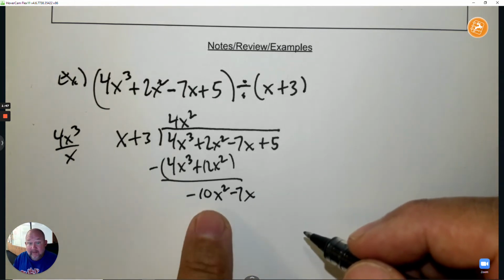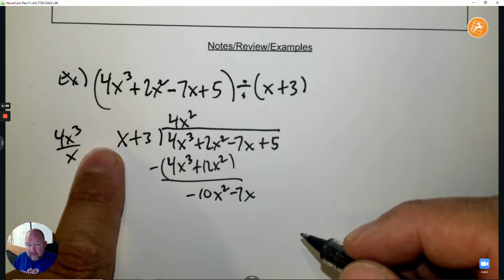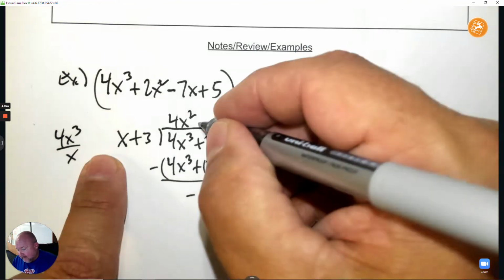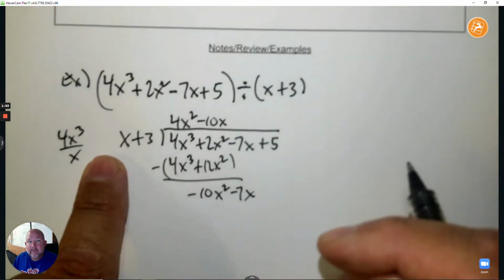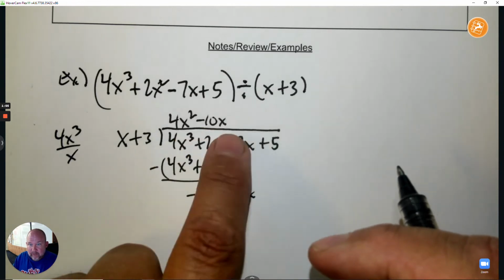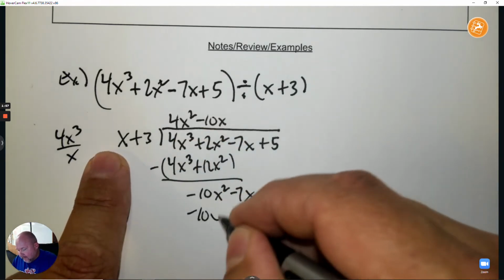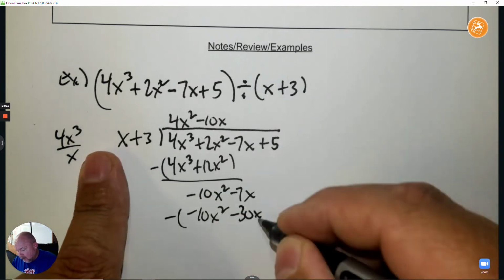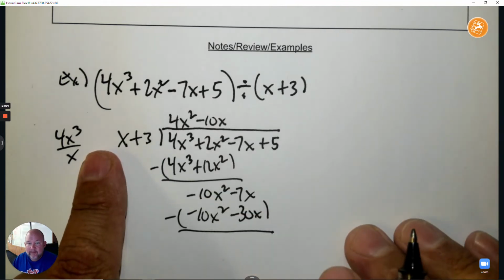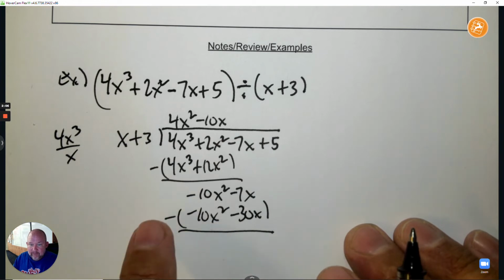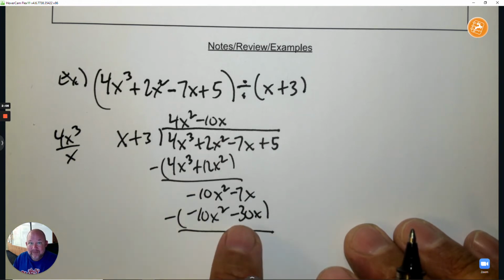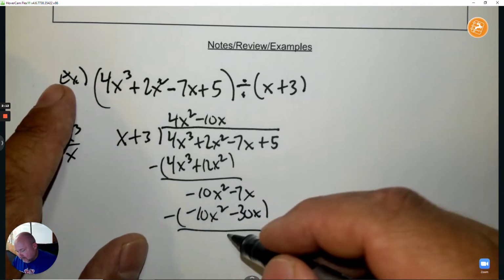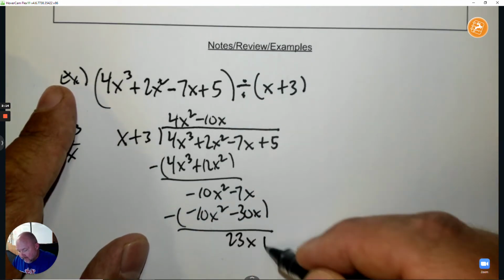So we're going to divide the leading term and divide it into here. So if I divide it, I get negative 10x, and then I'm going to multiply. So negative 10x times x, negative 10x times 3. Again, this is where you need to be super careful. So if I'm subtracting here, you're subtracting a negative. So you're really adding. So negative 7 plus 30. And then bring down the last term.